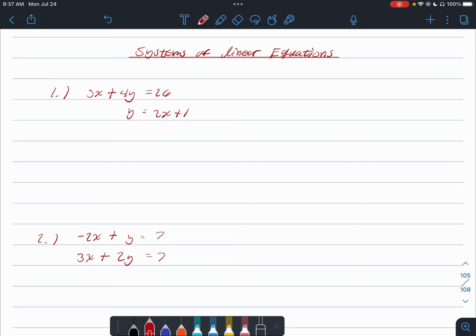So I want to show a few different methods for solving systems of linear equations. Before we do that, I want to briefly explain the idea of what we're trying to do here when we solve a system of linear equations.